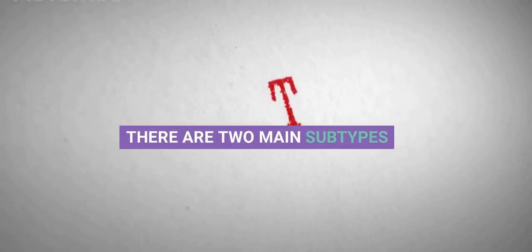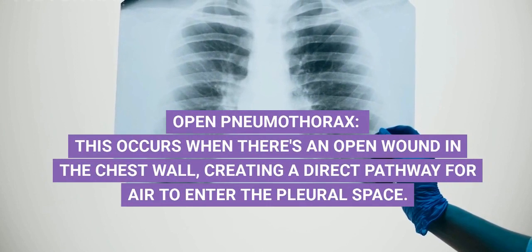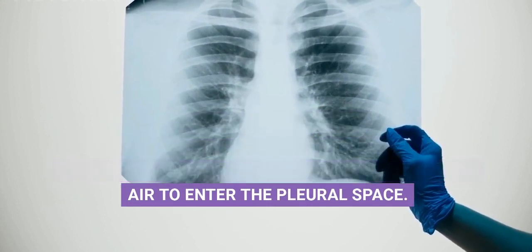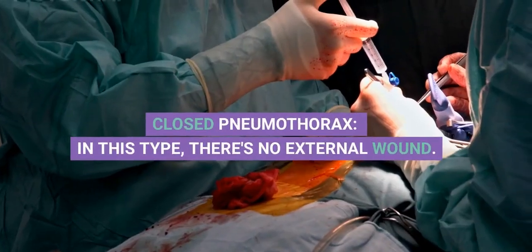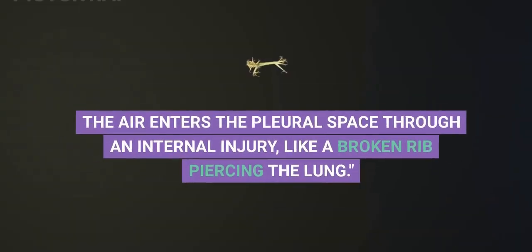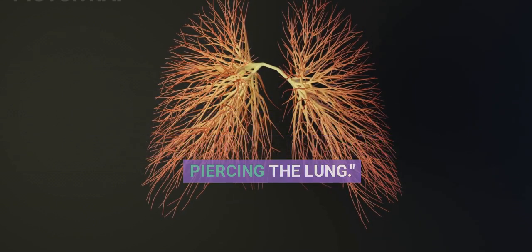There are two main subtypes. Open pneumothorax. This occurs when there's an open wound in the chest wall, creating a direct pathway for air to enter the pleural space. It's often seen in situations like gunshot wounds or stab injuries. Closed pneumothorax. In this type, there's no external wound. The air enters the pleural space through an internal injury, like a broken rib piercing the lung.